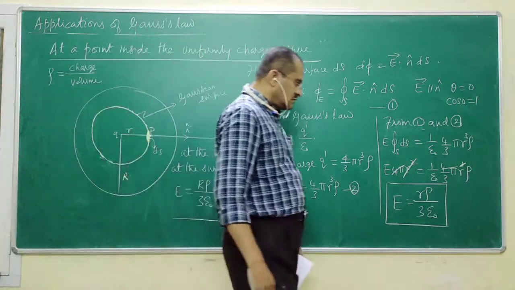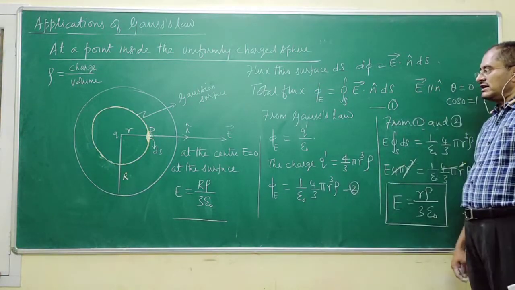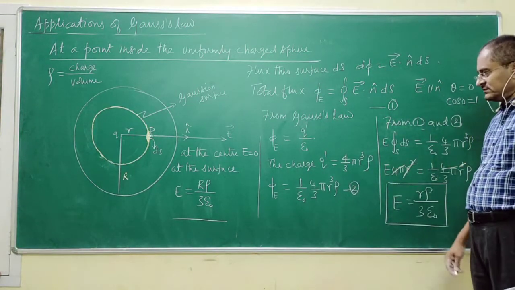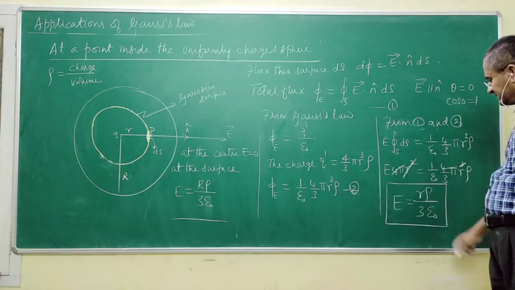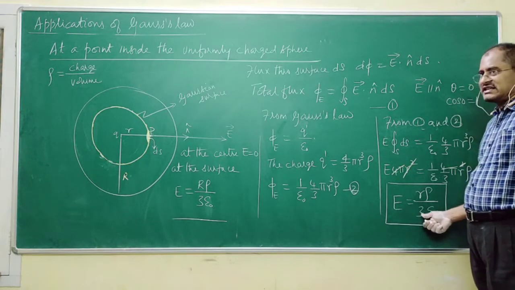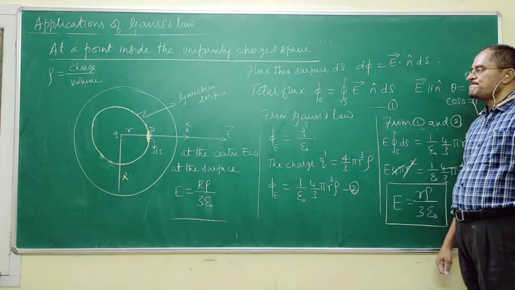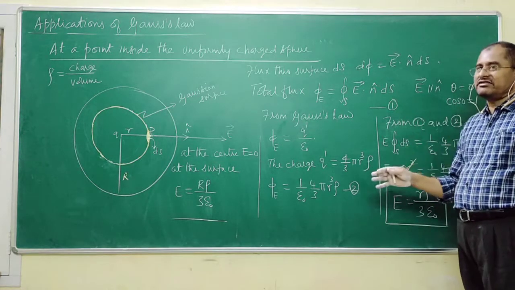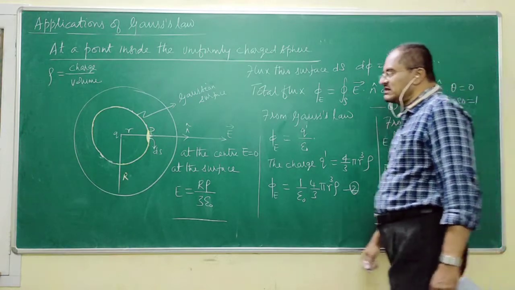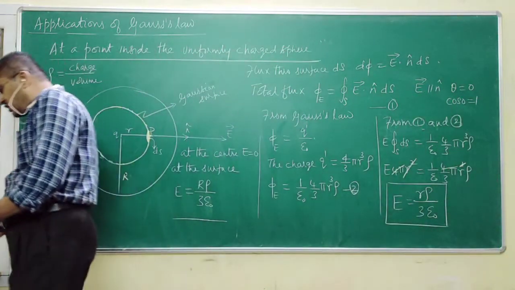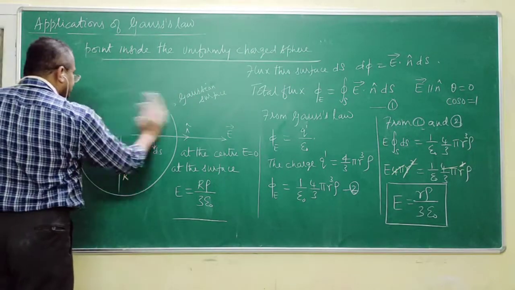Now, having derived expressions, electric field at the center is 0, electric field at the surface is R rho by 3 epsilon naught, electric field at any point inside is small r rho by 3 epsilon naught, we can plot a graph to show the variation of electric field from the center of the charged sphere. Let me draw a graph to show you. The graph will look like this.